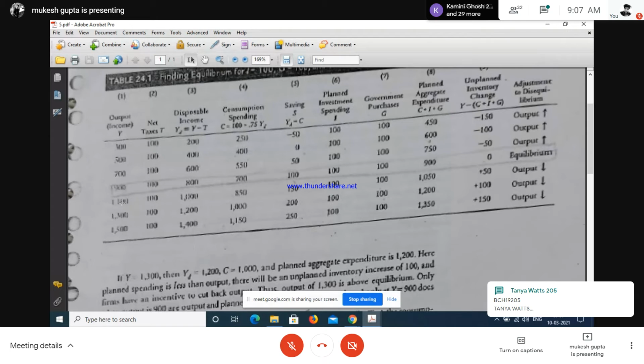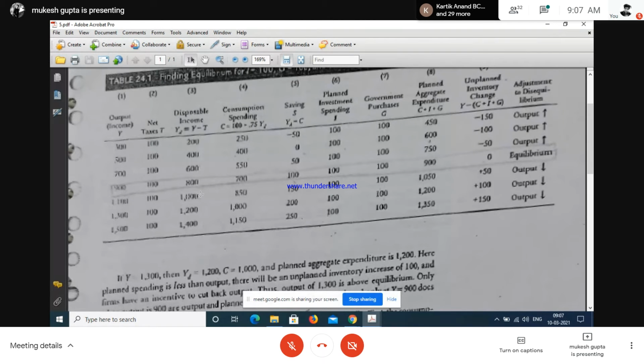Now let's say the income is 1100. At 1100, disposable income is 1000. So here there will be consumption expenditure of 850, and investment 100, so 1050. Here Y, that is 1100, exceeds aggregate expenditure, 1050. So the output is not being spent here. It means that inventory will increase, investment will decrease, and output will decrease.